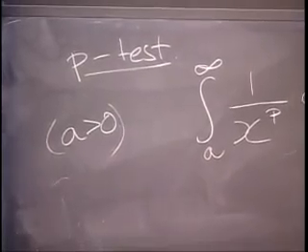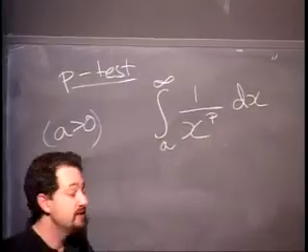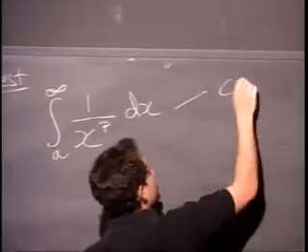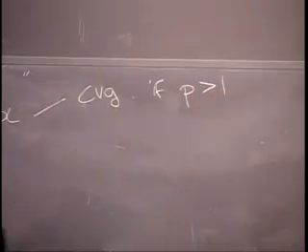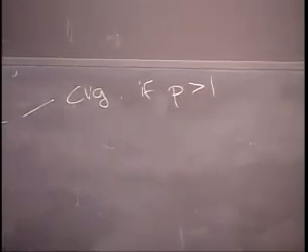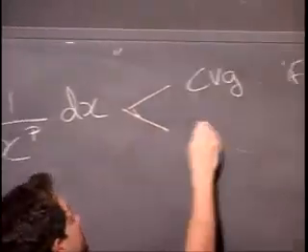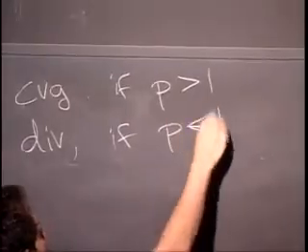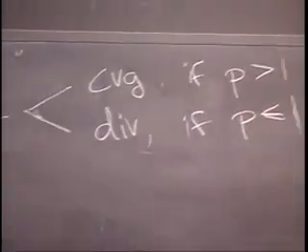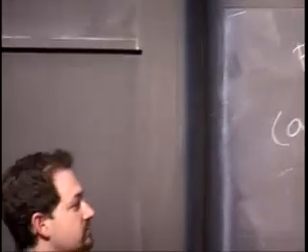Well, it depends what p is. Remember, we saw that 1 over x squared converges. So this actually converges, in fact, if p is greater than 1. But we also saw that 1 over x itself diverged, and that turns out to be the barrier, the boundary. Diverges if p is less than or equal to 1. Now that's easily proved. We did it for p equals 2 and for p equals 1. It's not hard to do.